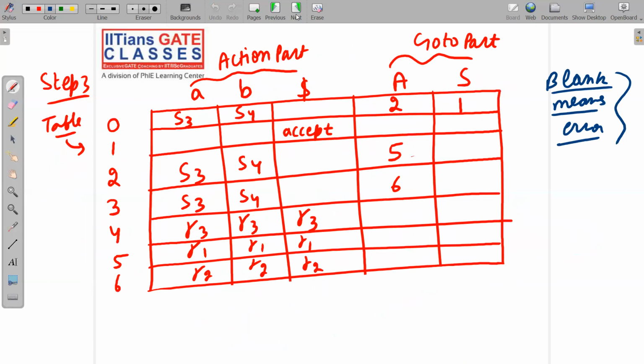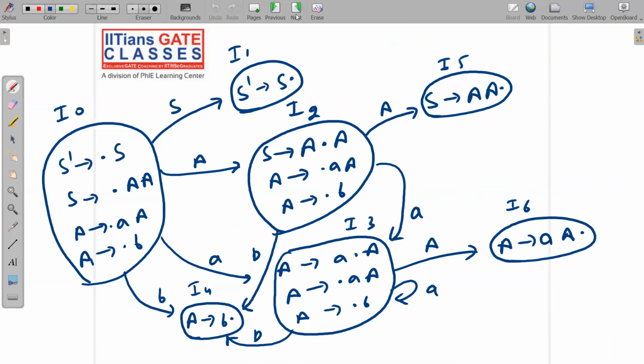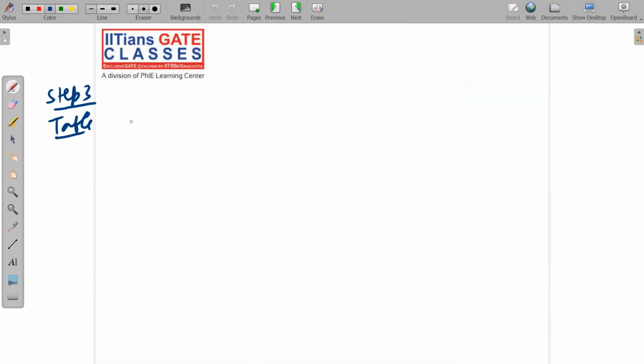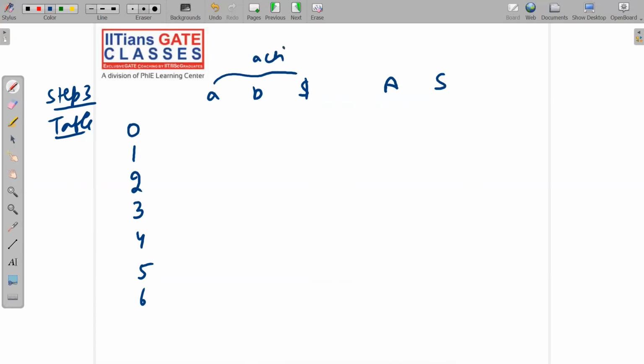Okay, let me make it again, so that you will not get confused. No problem. I will say state number 0, 1, 2, 3, 4, 5, and 6. In the action part, we will have terminal symbols. In the go to part, we will have non-terminal symbols. This is your action part, and this is your go to part. So now you have got the idea.